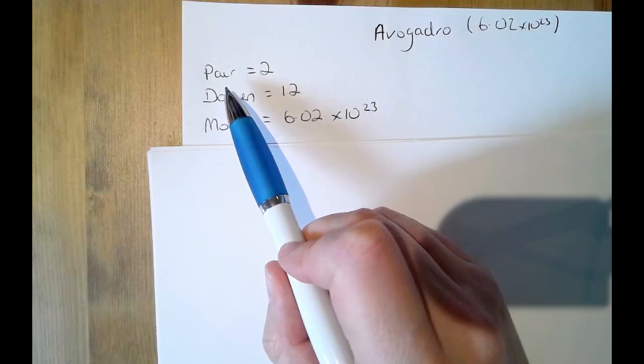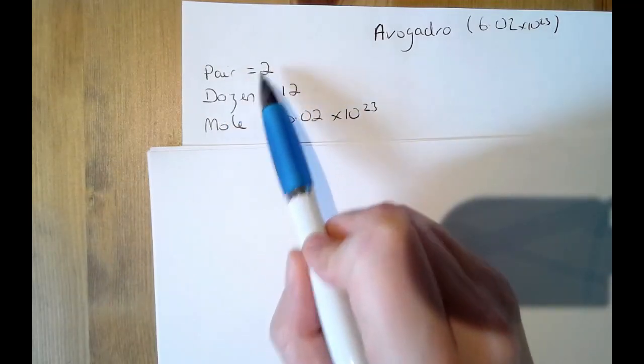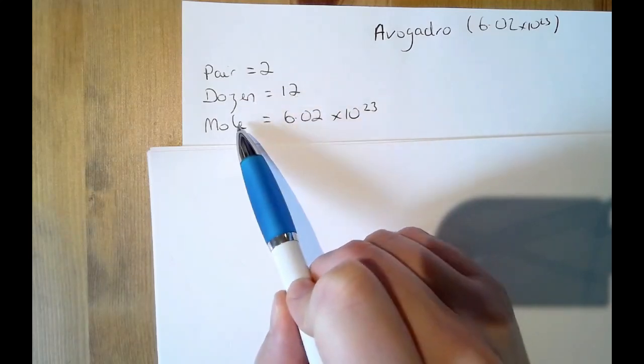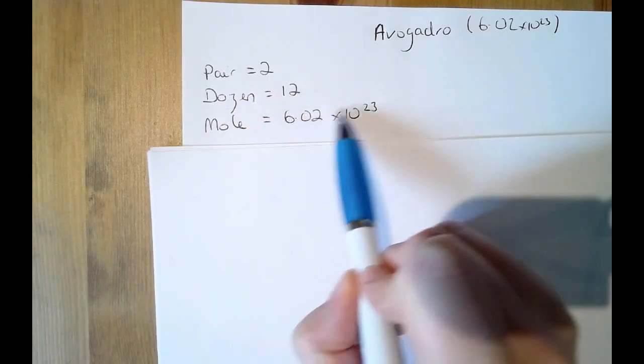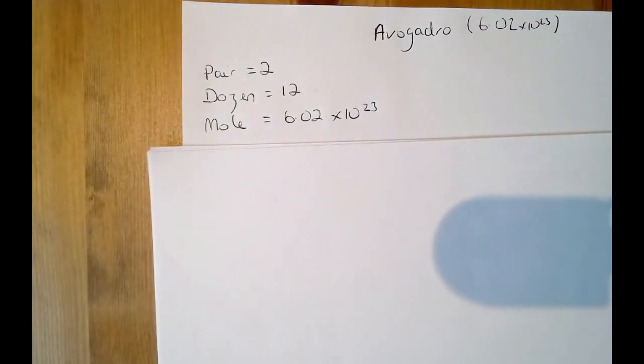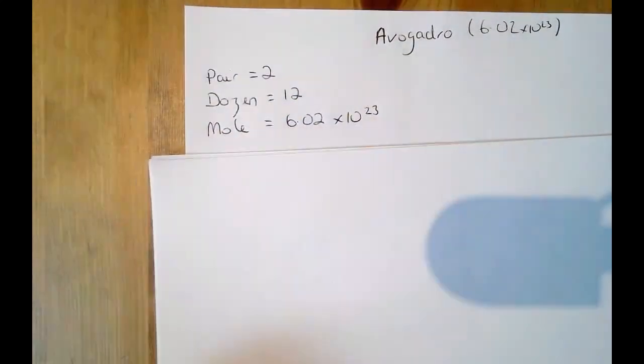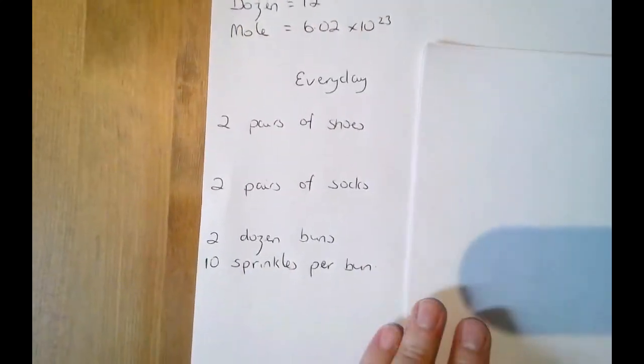We see this all the time. We have words in English that represent numbers, so pair represents 2 and dozen represents 12. In chemistry, we have this word mole that represents this number here, which is Avogadro's constant. And the maths that's involved in these calculation questions is really basic. And if we look at some real life examples, you'll see just how basic it is, okay?